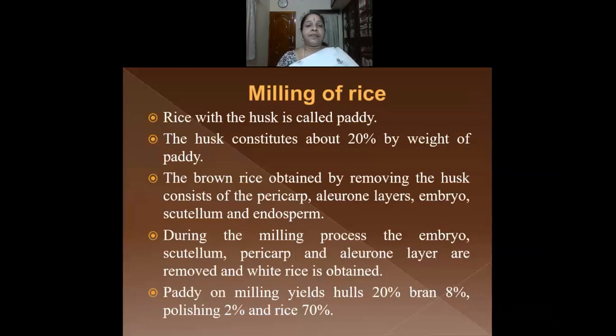Milling of rice. Rice along with the husk is called the paddy, nellu. The husk constitutes about 20% of the weight of the paddy. Brown rice is obtained by removing the husk.